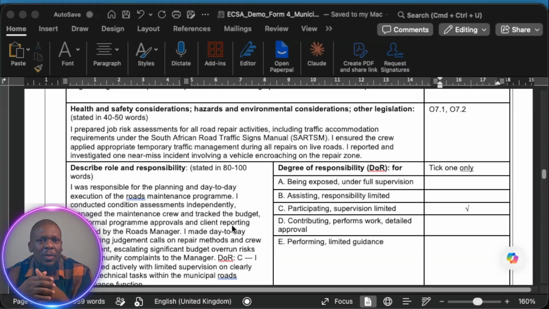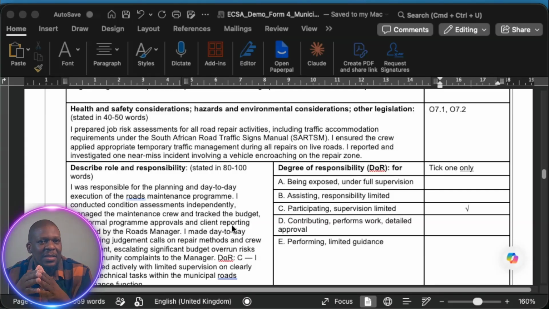Then you also prepare monthly report. I made day-to-day engineering judgment in terms of the method of repairs the team needs to deploy. Of course, the team might have an idea, but it's your responsibility, someone who is overseeing them, to ensure that they perform the work correctly.